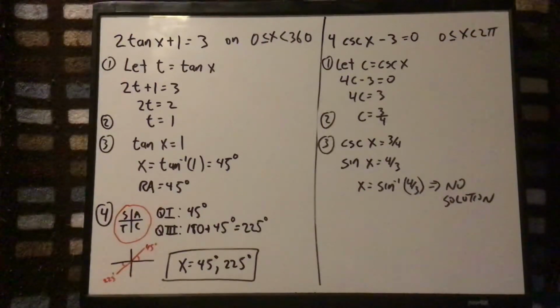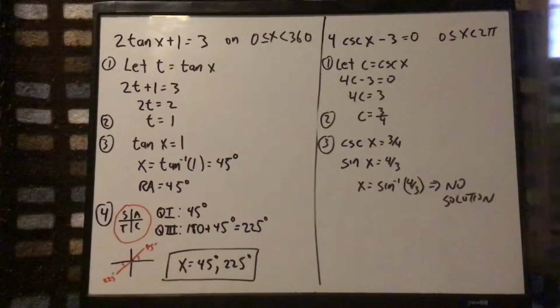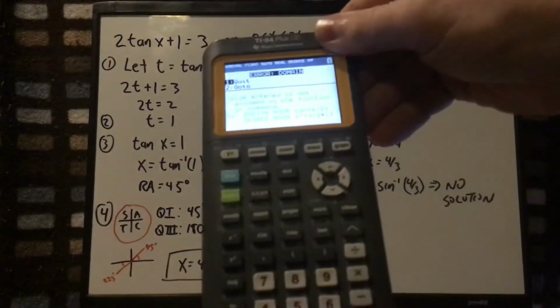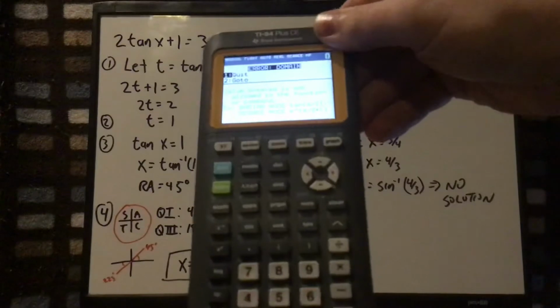The calculator will give an error. I don't know if I have my calculator available. Here, it's right here. I'll just show you. I think it just says something like no solution or whatever. Let's find out what it says. So if I do sine inverse of 4/3, there it is. Error in the domain. Basically, there's no such solution.